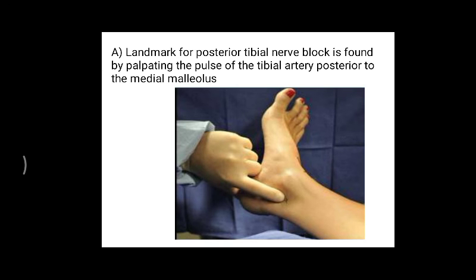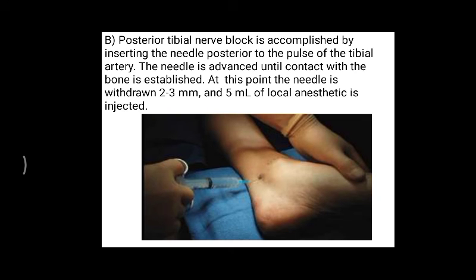So, as seen before, the landmark for the posterior tibial nerve block is found by palpating the pulse of the tibial artery posterior to the medial malleolus. The posterior tibial nerve block is accomplished by inserting the needle posterior to the pulse. The needle is advanced until contact with the bone. Then the needle is withdrawn 2 to 3 millimeters and some local anesthetic is injected there. So the basic idea is to palpate the posterior tibial artery.